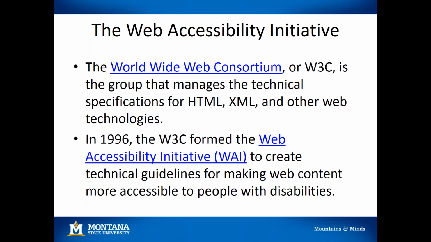The Web Accessibility Initiative. So the World Wide Web Consortium, or W3C, they are the group that manages the technical specifications for HTML, XML, and other web technologies. And in 1996, the W3C formed the Web Accessibility Initiative, or WAI. And they did this to create technical guidelines for making web content more accessible to people with disabilities.